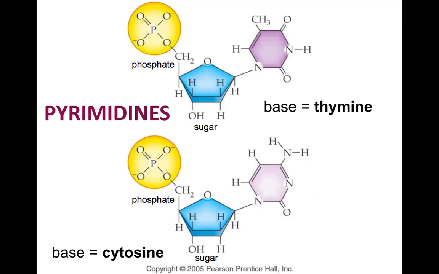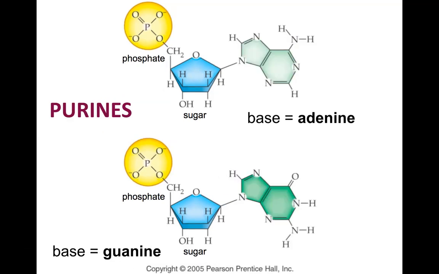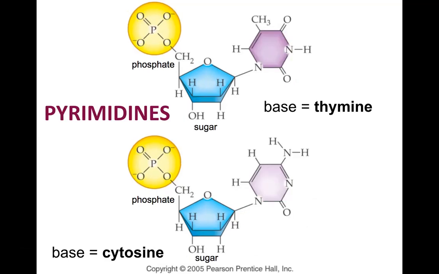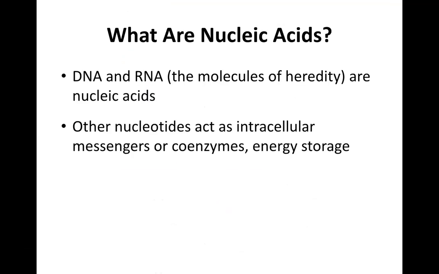Now that you have taken a look at both sets of structures, one thing to keep in mind is that the purines are larger molecules, in that the adenine and the guanine structures have a two-ring structure, whereas if you look at thymine and cytosine, they are made up of a single ring structure. So what are nucleic acids?